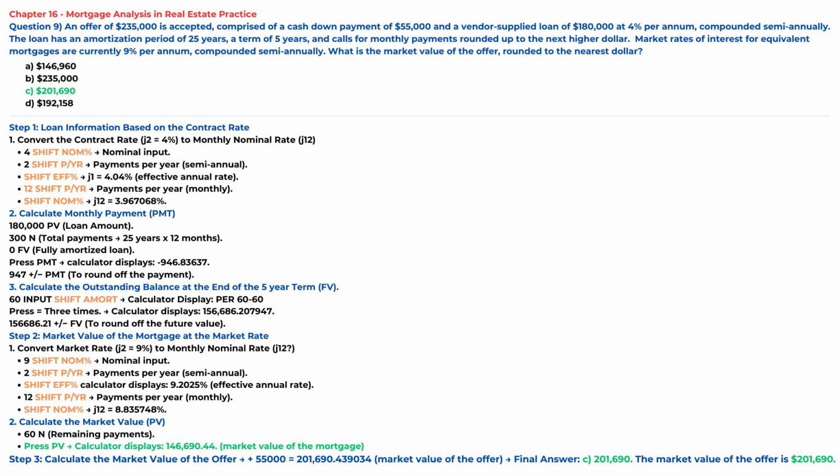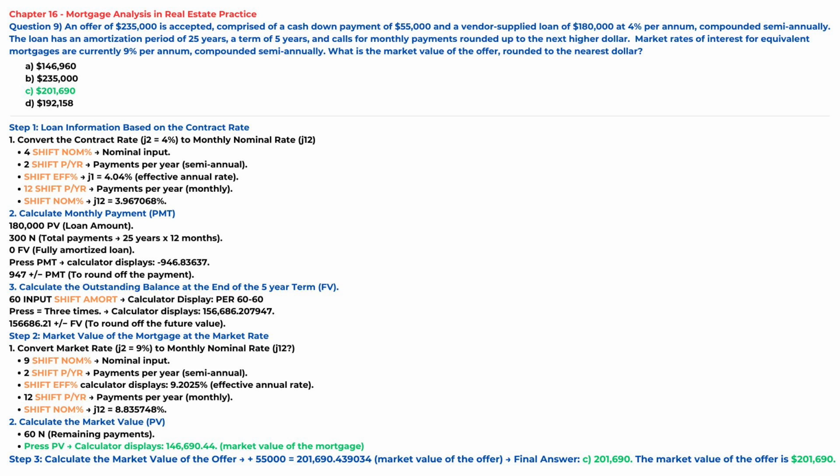12, Shift PYR, payments per year, monthly. Shift NOM, calculator displays 8.835748%, that is J12 equals 8.835748%. 2. Calculate the market value, PV. 60 N, remaining payments. Press PV, calculator displays 146,690.44, the market value of the mortgage.